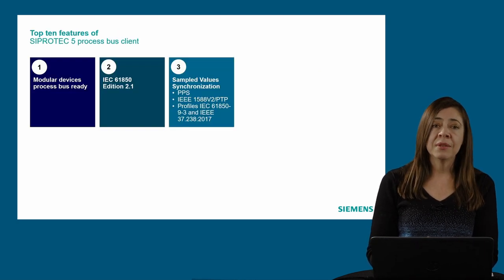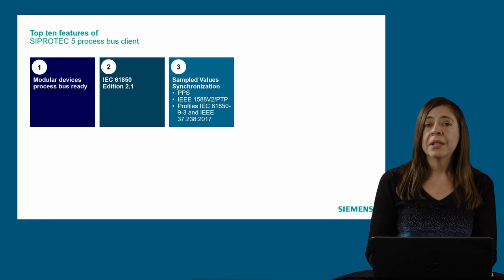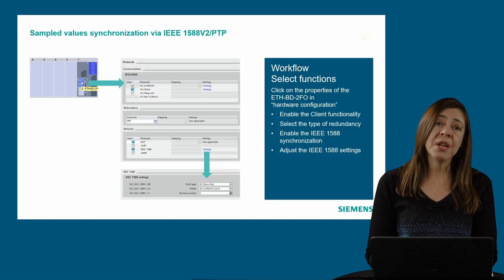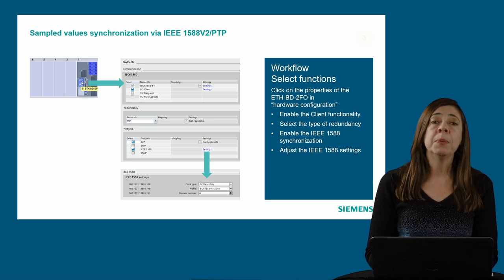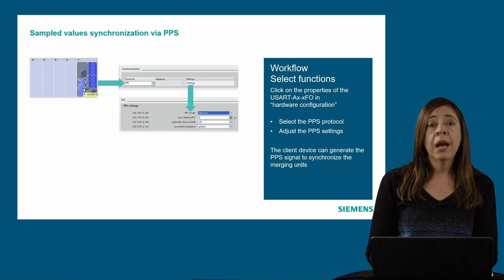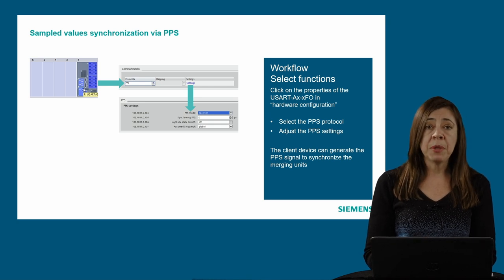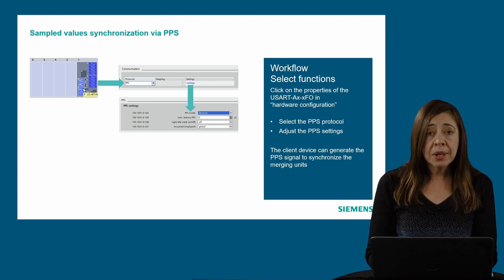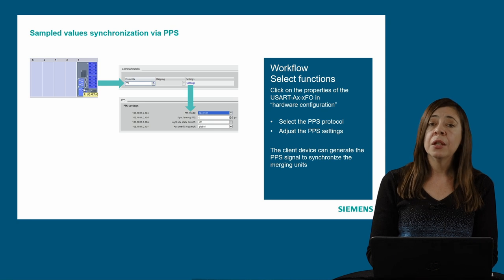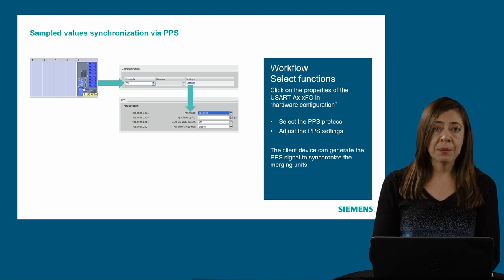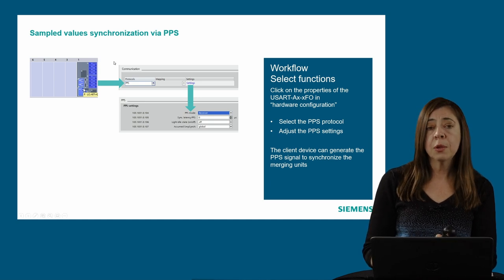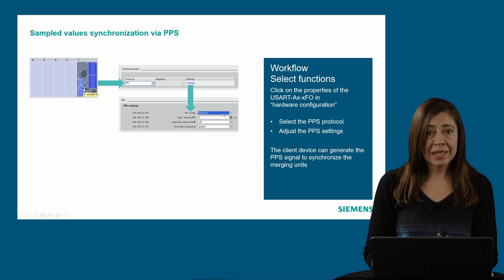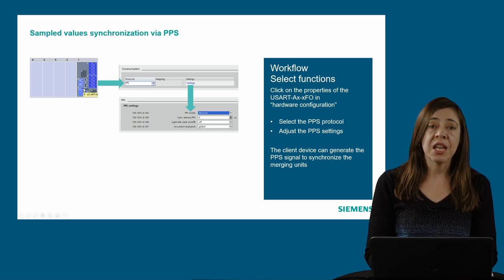Feature number 3, sample value synchronization. Everything that we saw for the merging unit is also valid here. The easy selection of the PTP protocol and also the use of the PPS signal. Remember that with the SIPROTEC 5 devices, we can also generate the PPS signal. So here in this editor, we will be able to select this PPS direction to send or generation.